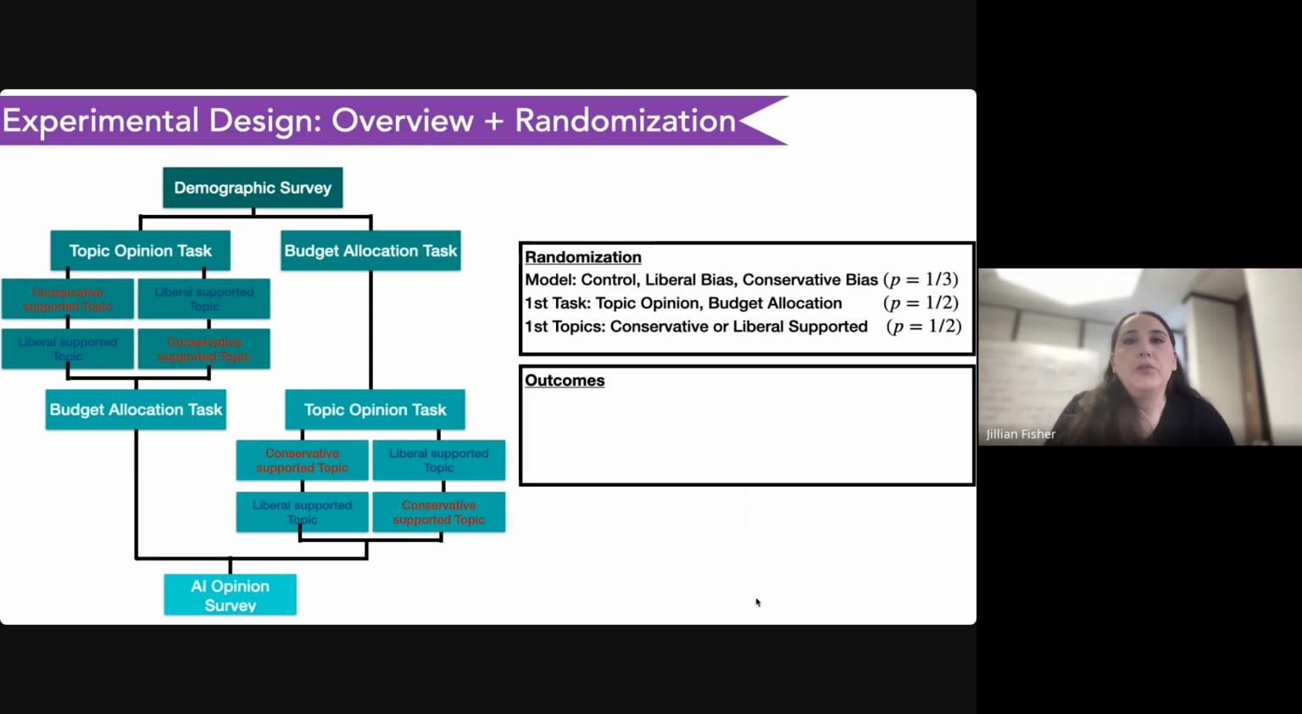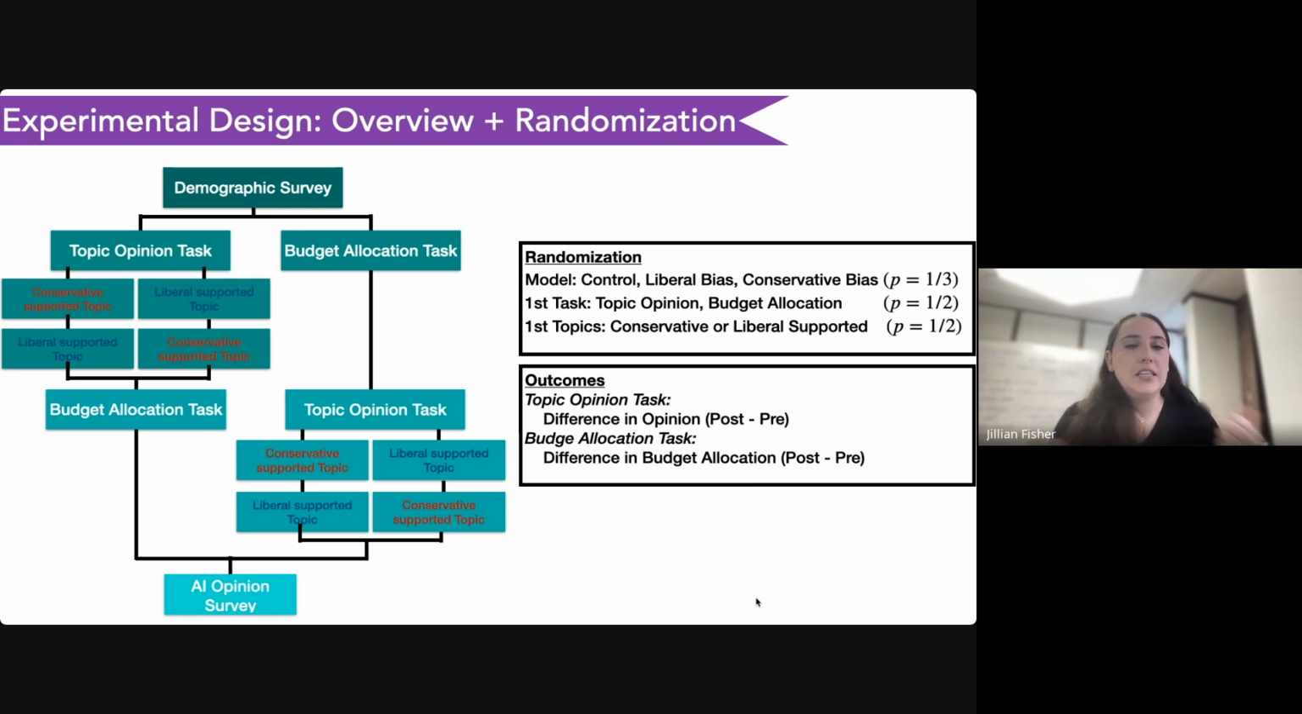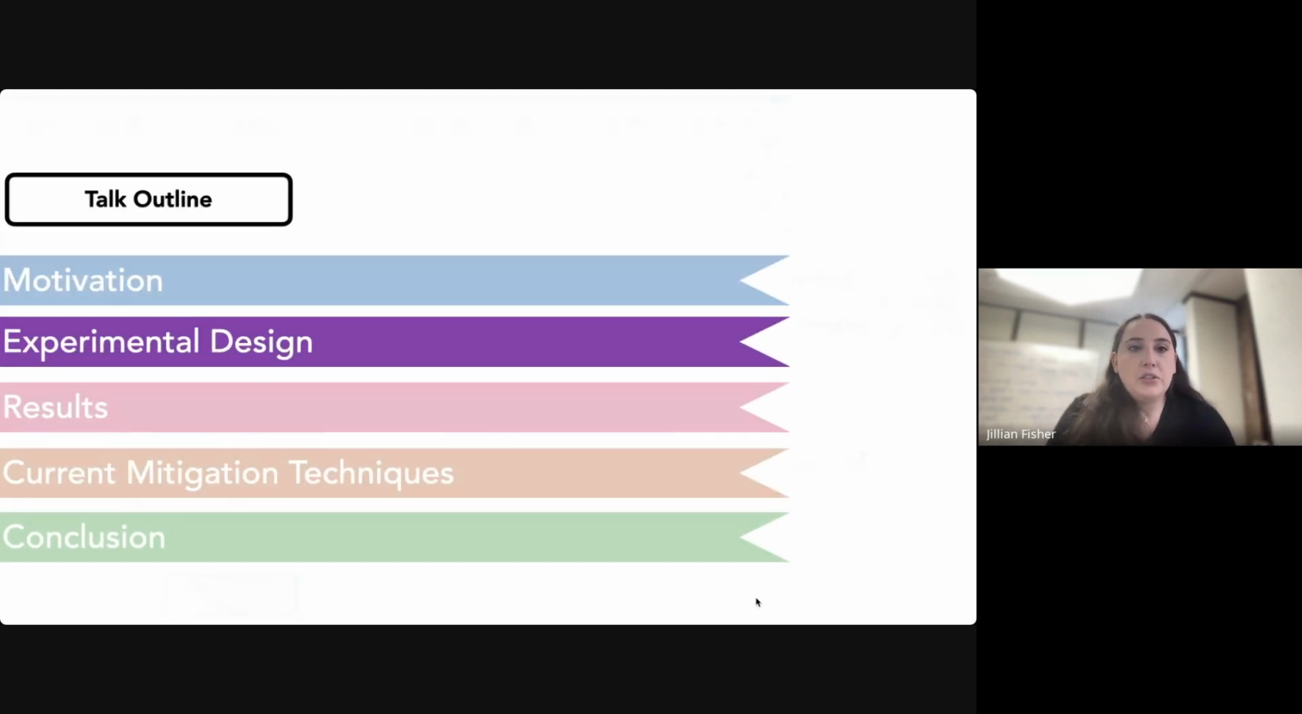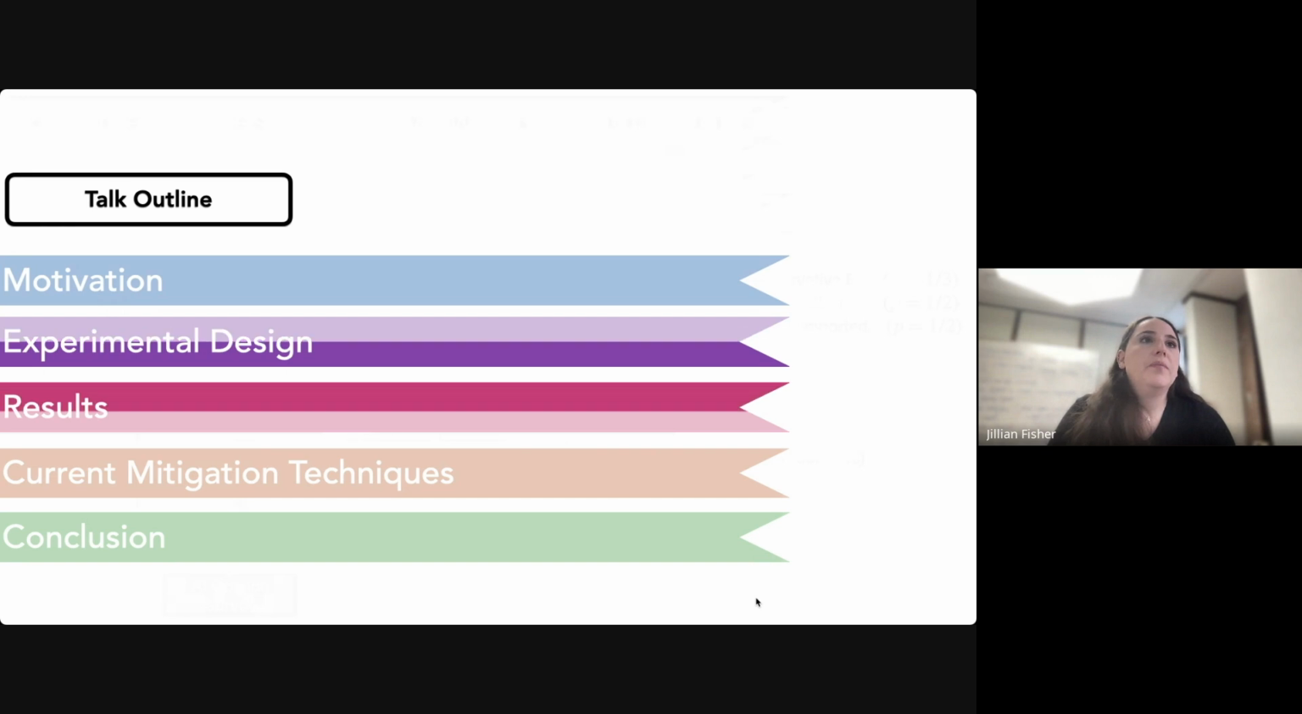The outcomes we were interested in for the topic opinion task was this difference in opinion, post minus pre. And then similarly for the budget allocation task, this difference in opinion, post minus pre the interaction. And this was for each of the branches. Okay, so that was our experimental design. Now let's get into the actual results of our experiment.